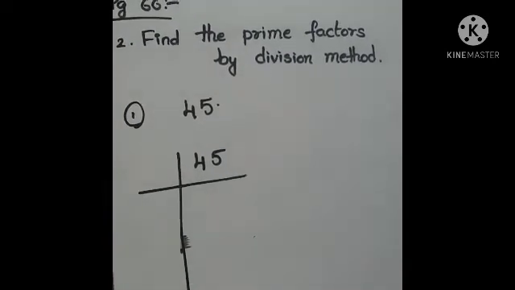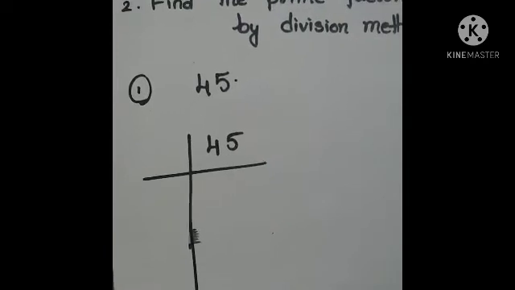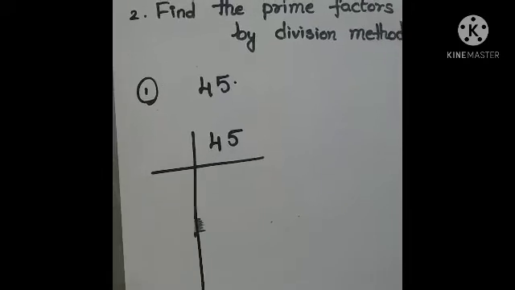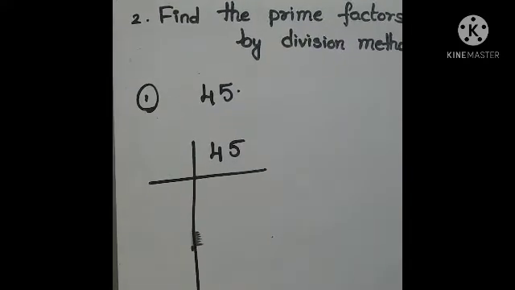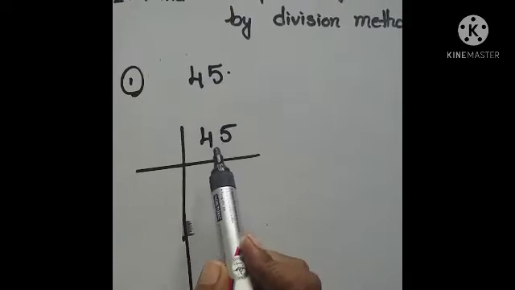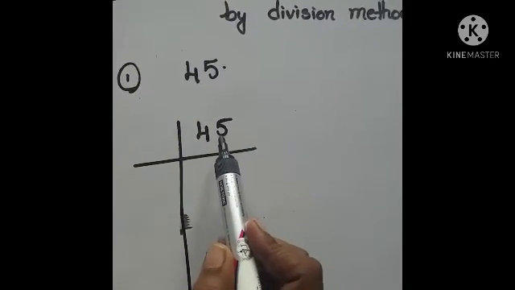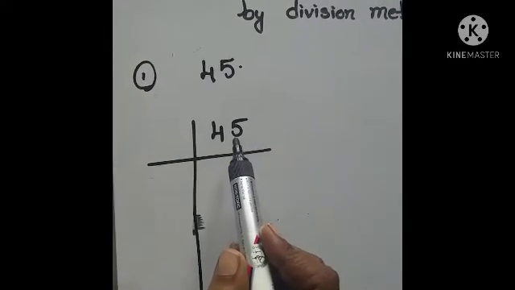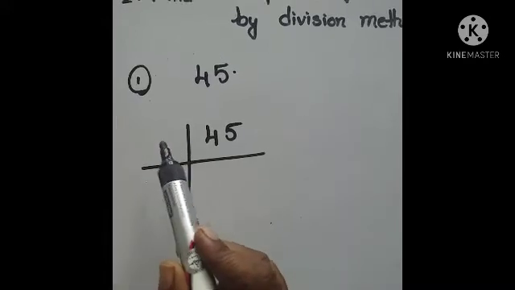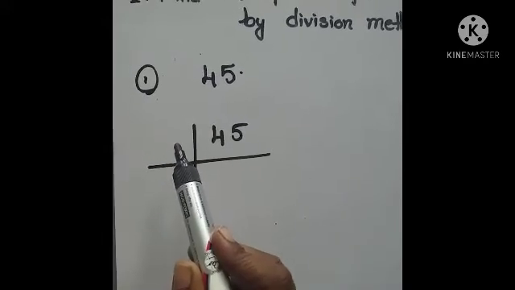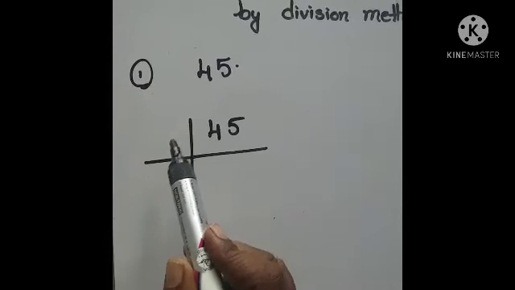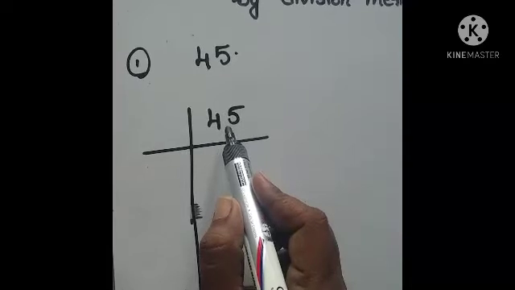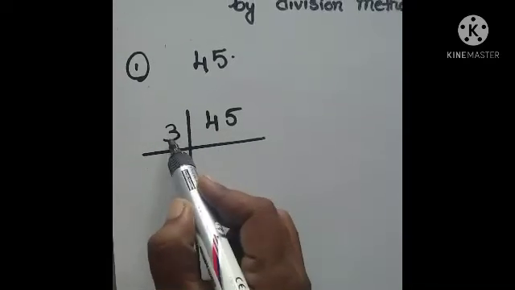Find the prime factors by division method. Here 45 is given. Here it asks for the division method, so look here. 45 is there. In the 1's place, 5 is there. Is 5 an even or odd number? So we have to divide an odd number. First, divide the number by the smallest prime number. 2 is not possible because it is an odd number. So then what is the next number? 3.